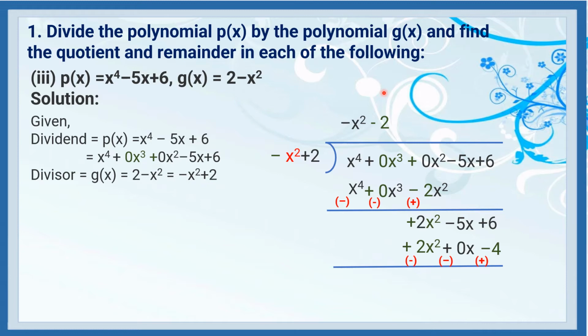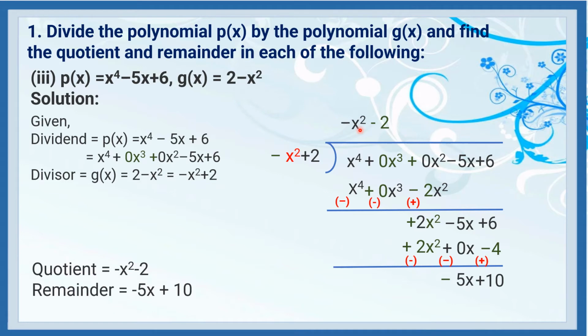Now subtract this. So minus 5x minus 0x, that is minus 5x only. Then plus 6 plus 4, that is plus 10. So don't forget to see the sign. So what is the remainder? Minus 5x plus 10, and the quotient is minus x square minus 2. Remainder is minus 5x plus 10.